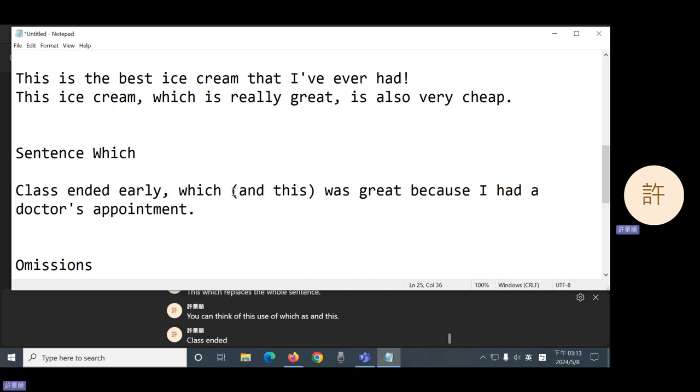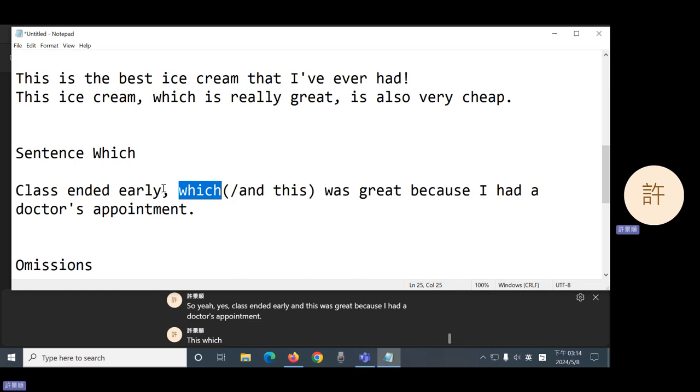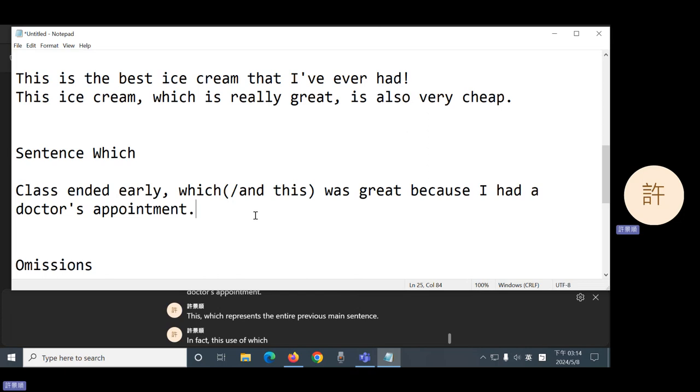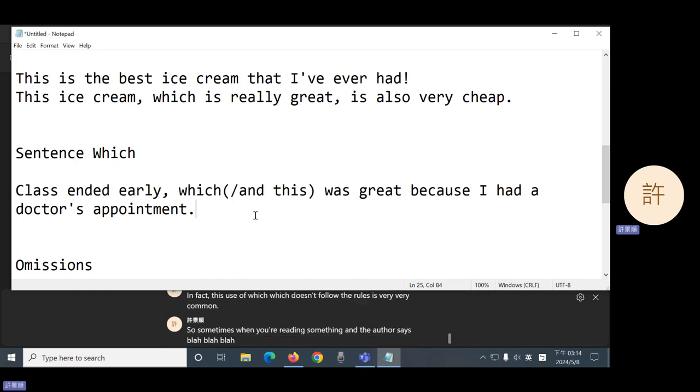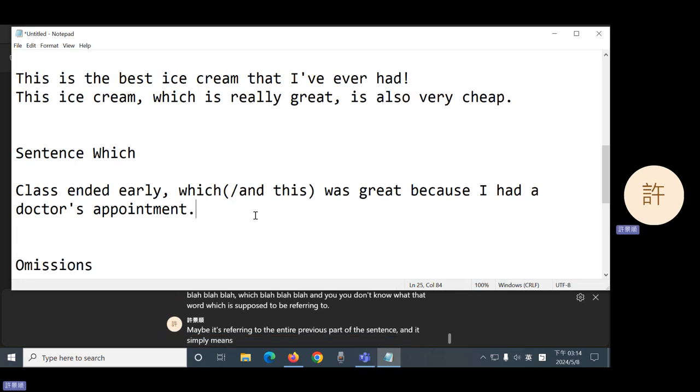Class ended early. Well, that's a bad way to write this. So, hang on. Yes. Class ended early, and this was great because I had a doctor's appointment. This which represents the entire previous main sentence. In fact, this use of which doesn't follow the rules, is very, very common. So sometimes when you're reading something and the author says blah, blah, blah, which, blah, blah, blah, and you don't know what that word which is supposed to be referring to, maybe it's referring to the entire previous part of the sentence. And it simply means, and this, blah, blah, blah.